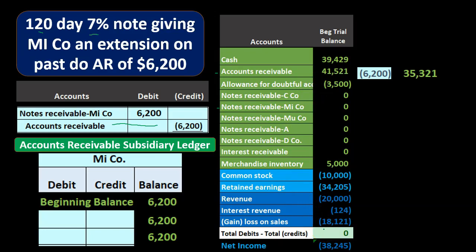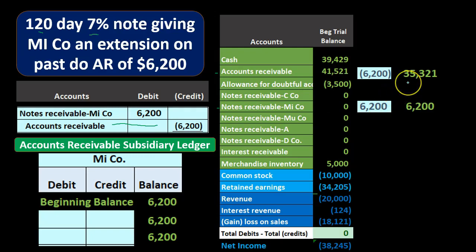Net income is calculated as the revenue minus the expenses. We're not showing any expenses right here because we're simplifying the chart of accounts. So all we have are revenue accounts: revenue, interest revenue, and a gain here to get to the revenue, not a loss, or net income, of 38,245. The second component, notes receivable, started at 0. It's now going to go up in the debit direction by 6,200 to 6,200.